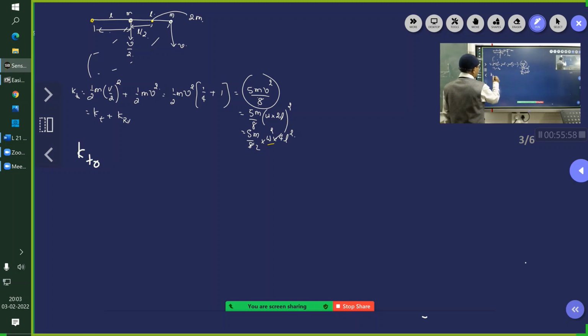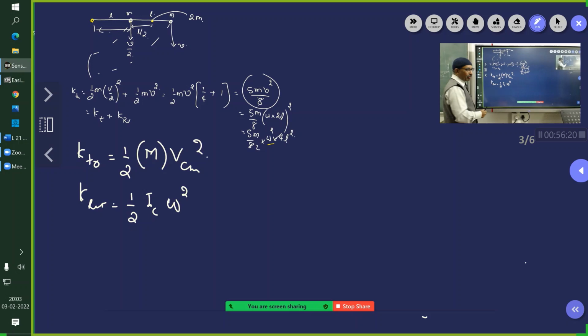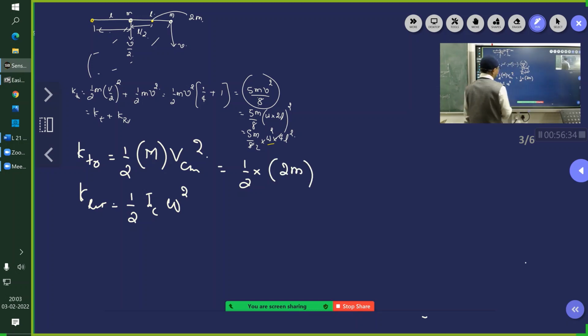See, K of the translational category is what? Half mass of the system into VCM square. And K of rotation will be what? Half IC omega square, that is the moment of inertia about the center. Very good. So here our m will be 2m, and velocity of the center of mass will be 3L by 4.